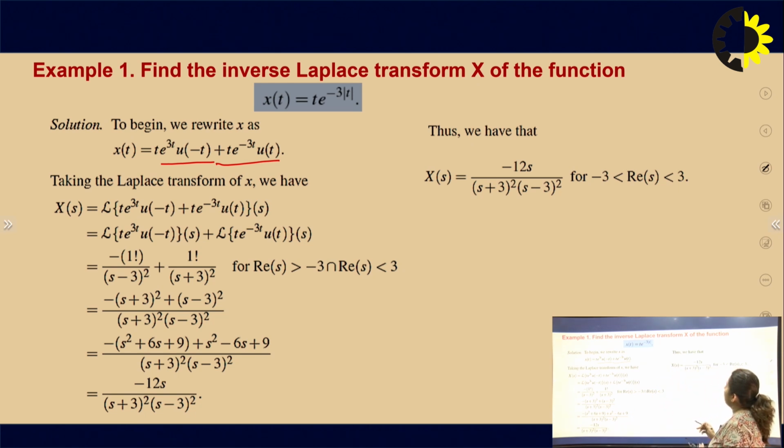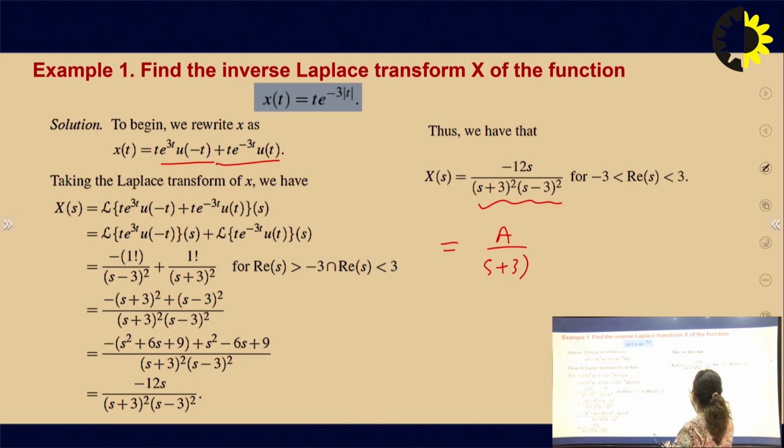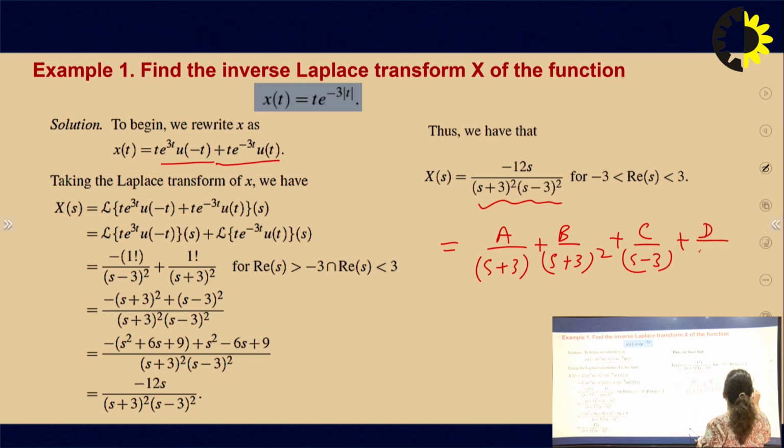Now we have to find out the inverse Laplace transform. For these types of roots we can use the partial fraction method, that is a upon s plus 3 plus b upon (s plus 3) whole square plus c upon s minus 3 plus d upon s minus 3 whole square.